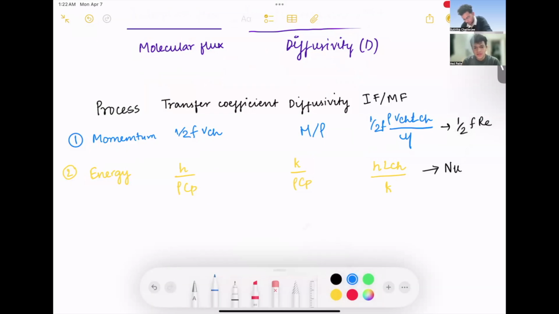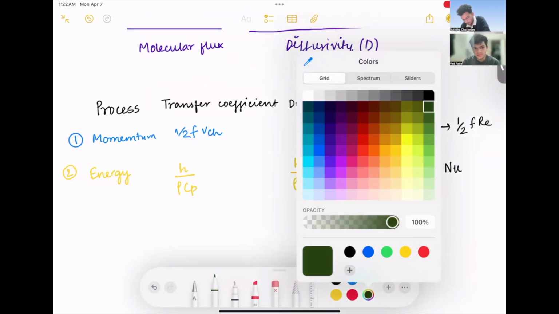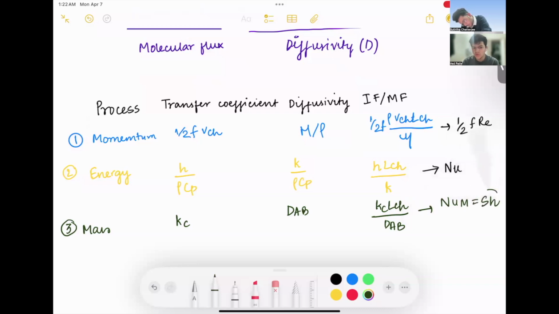Now our third and last process, which is mass transfer process. The transfer coefficient is Kc, diffusivity is DAB, and interface flux upon molecular flux can be written as Kc into LCH divided by DAB, which is also equal to the Nusselt number for mass transfer, NUM, which also equals the Sherwood number.